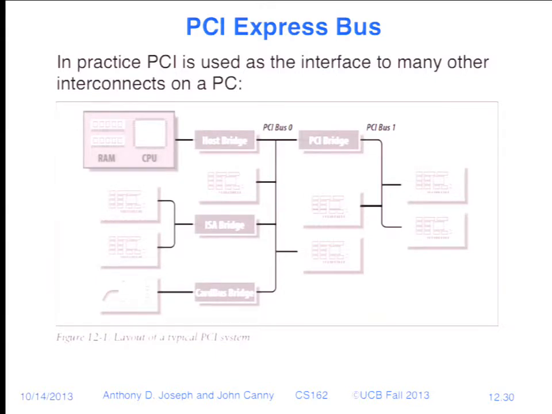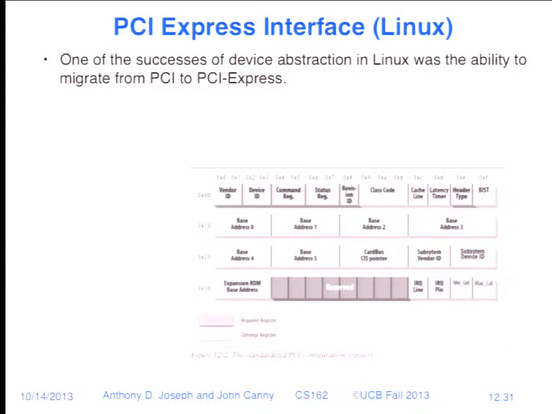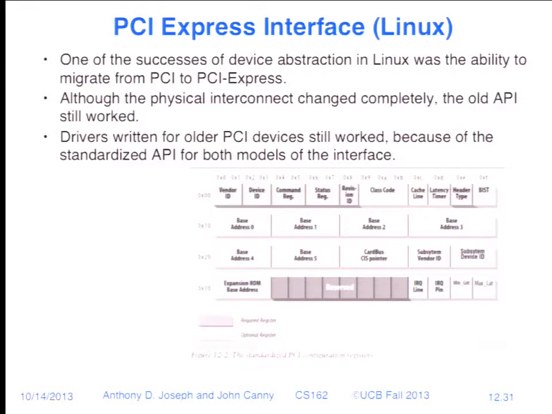All right, so that's all hardware related, but between this picture of things and the previous picture, which was the true parallel bus, it does imply a radical change in the hardware. But from a software point of view, the remarkable thing is that one of the successes of abstraction in the Linux system has been that people were able to migrate code from the PCI bus standard to PCI Express without changing their code most of the time. So what they did to make this work was standardize some of the control registers and communication interfaces within the PCI standard.